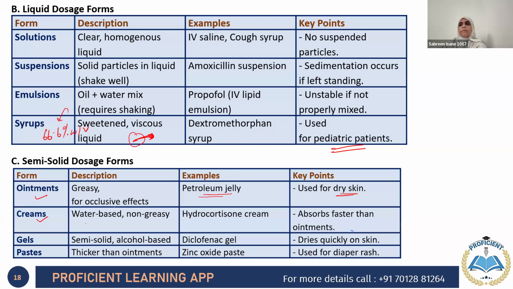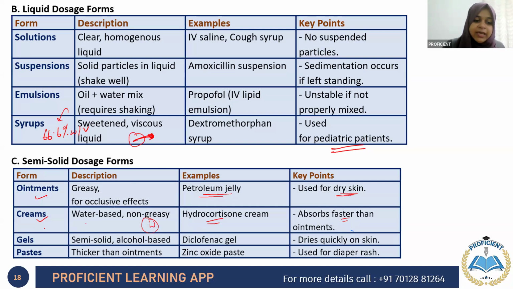Creams usually are non-greasy in nature. So compared to ointments, creams are not much greasy. Clear? An example is hydrocortisone cream. It also absorbs faster because water is the major medium, so absorption from the skin is faster.